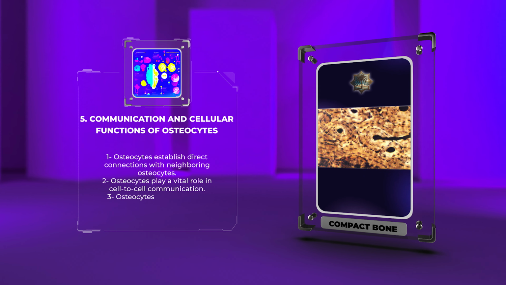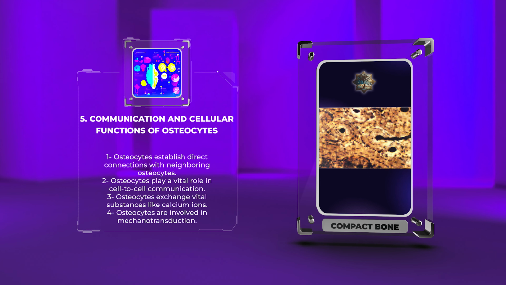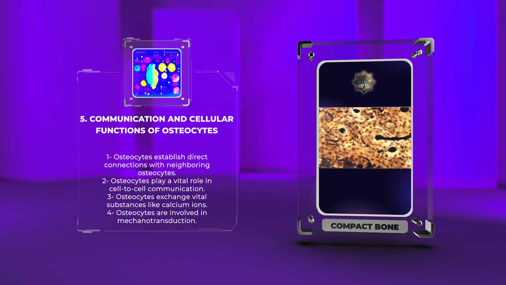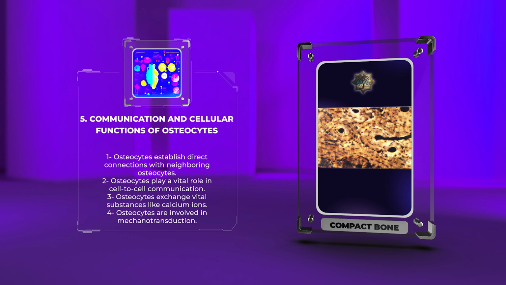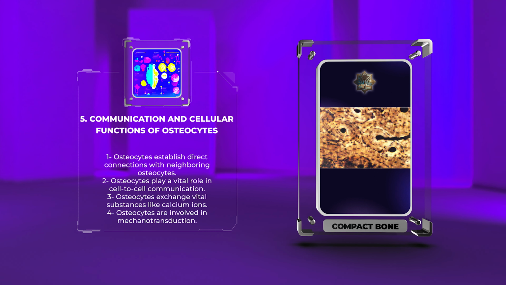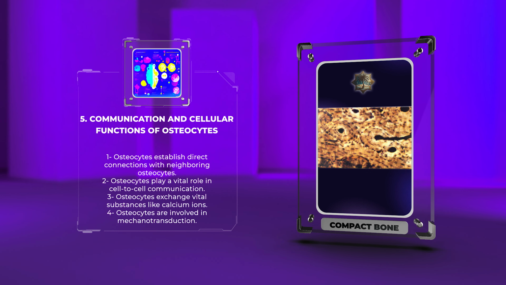Osteocytes, as mentioned earlier, play a vital role in the communication and cellular functions within compact bone. Through their extensive network of canaliculi, they establish direct connections with neighboring osteocytes. These intricate cellular processes are responsible for various functions, including cell-to-cell communication, exchange of vital substances such as calcium ions, and mechanotransduction. Mechanotransduction refers to the process by which mechanical forces stimulate biochemical signaling within bone cells, regulating bone remodeling and adaptation.